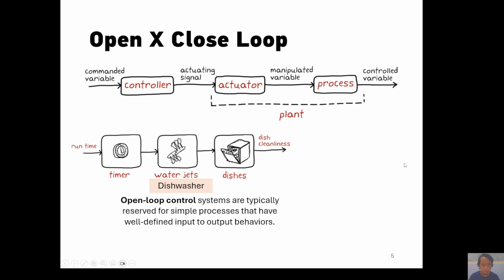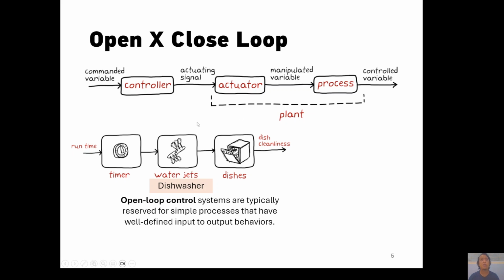Right now we can compare open and closed loop systems. This is from a controller to process. Any commanded variable can be inputted as input for a controller, and then after the control, the actuating signal can control the actuator, and then we can make it to the process, and then the control variable can be measured.